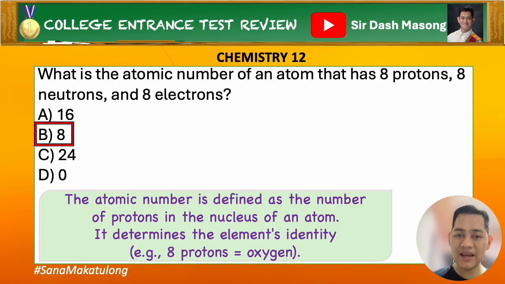Yung letter C naman and D ay parehas na mali. Yung C, inadd silang tatlo, 24, yung sum ng protons, neutrons, and electrons. Pero meaningless number naman yun in this context.